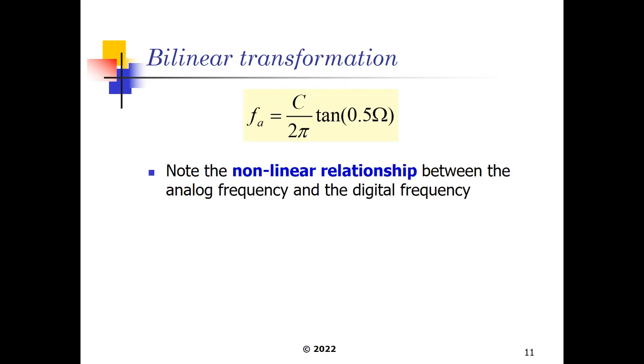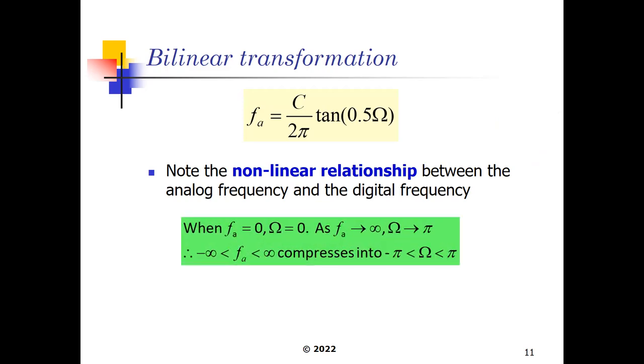Notice this is a very nonlinear relationship, because our analog frequency range can go anywhere from minus infinity to infinity. The discrete frequency range, omega, goes from minus pi to pi, or F goes from minus Fs over 2 to Fs over 2. So we are taking an infinite band of analog frequencies, through the bilinear transform, a nonlinear relationship, and compressing an infinite continuous-time frequency range into a finite discrete frequency range that is limited by a sampling frequency. And you can already tell it's nonlinear because of tan. Remember the tan function is like this, highly nonlinear.